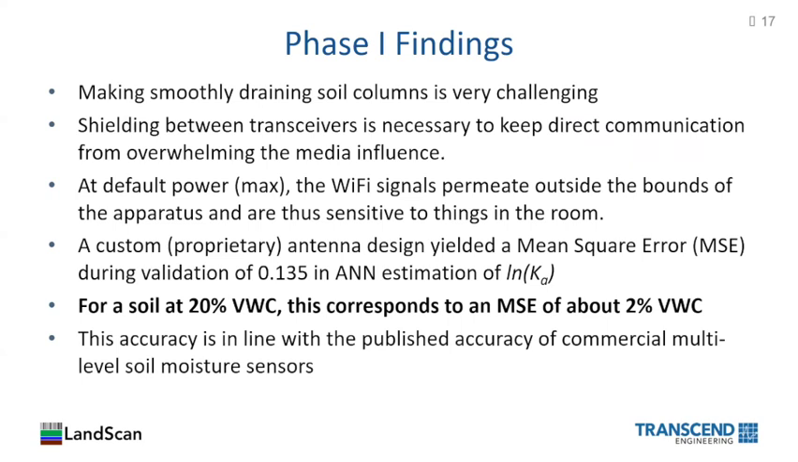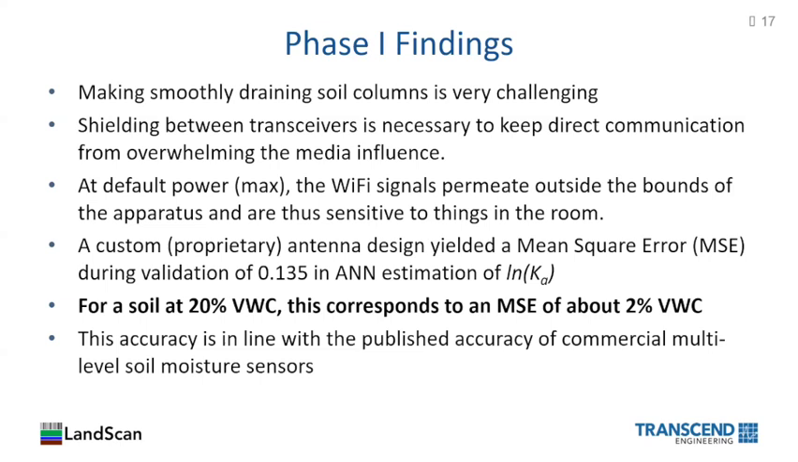Shielding between transceivers is necessary to keep down the direct communications. We experimented with a bunch of different shielding designs and found what worked best. At low power, our columns were not enough volume, right? So we saw environmental effects from outside. So then we kept the columns, but we carefully controlled that because this was just a proof of principle. But when we move into phase two, we'll be making a much larger confining area for these.